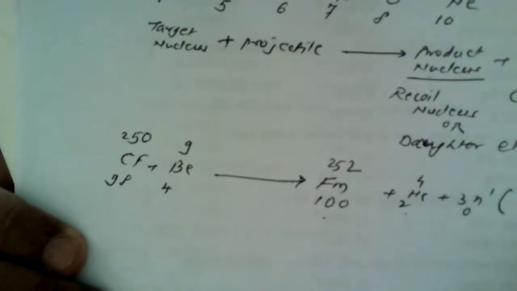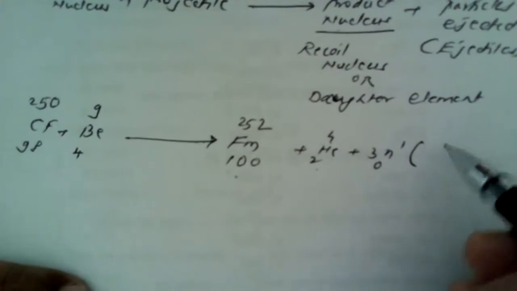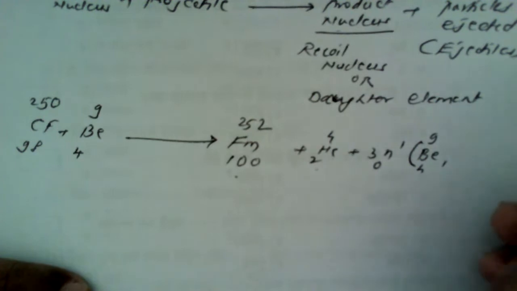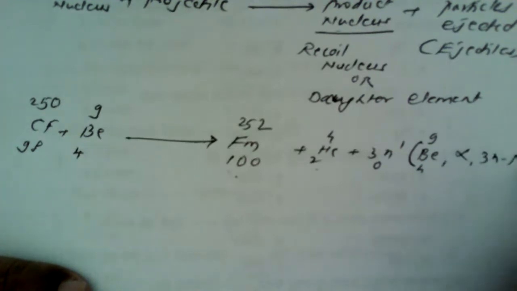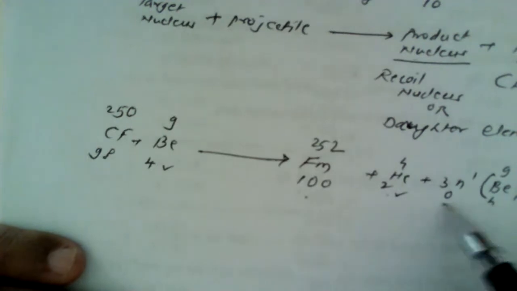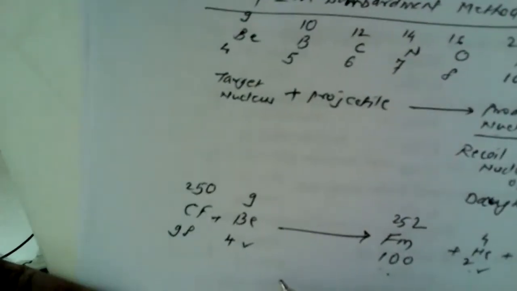Now, in terms of certain notations, how can we write this particular reaction? As we studied last time, here the projectile is beryllium, the ejectiles are alpha particles, and 3 neutrons are ejected, and hence it is known as a beryllium alpha 3N process. Beryllium is a projectile, alpha particles are ejectiles, and 3 neutrons are ejected. So, beryllium alpha 3N process.